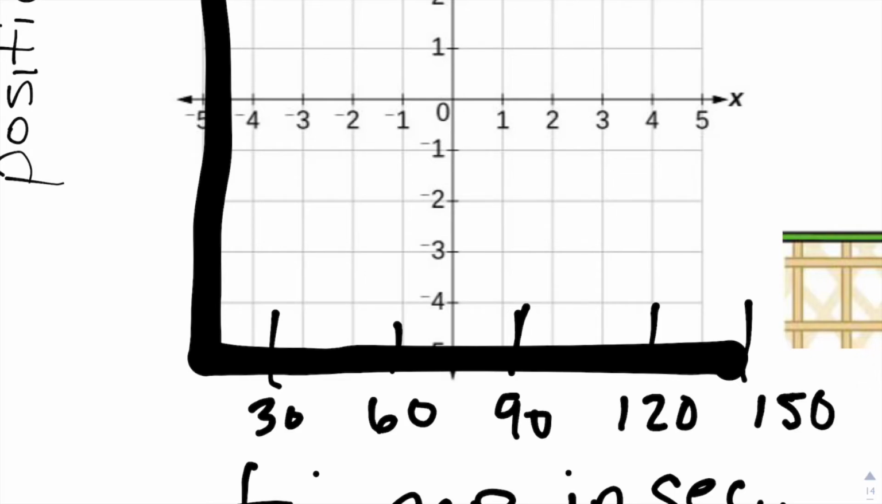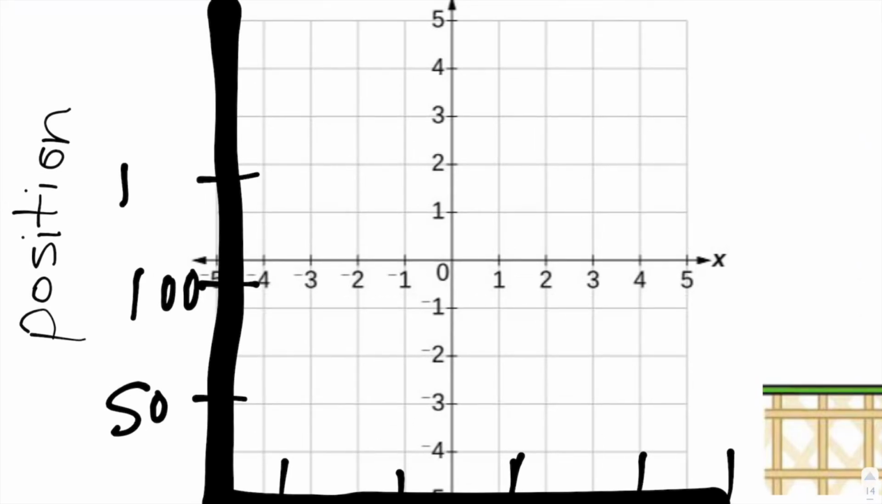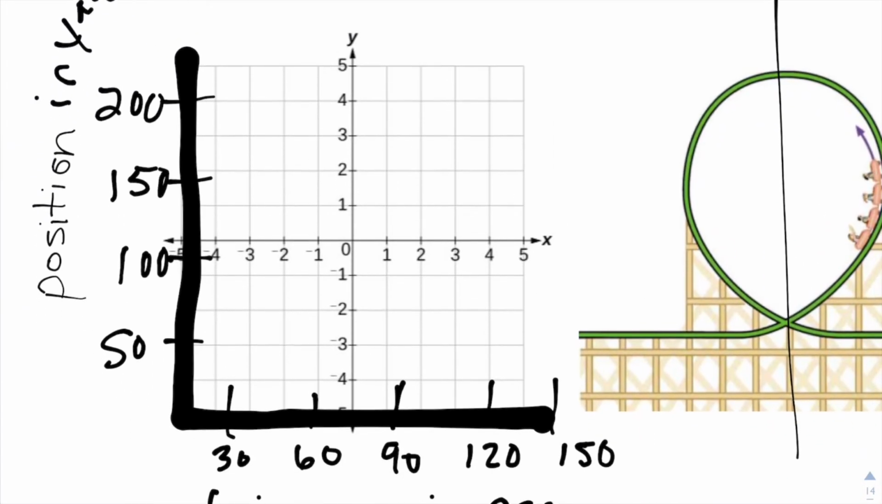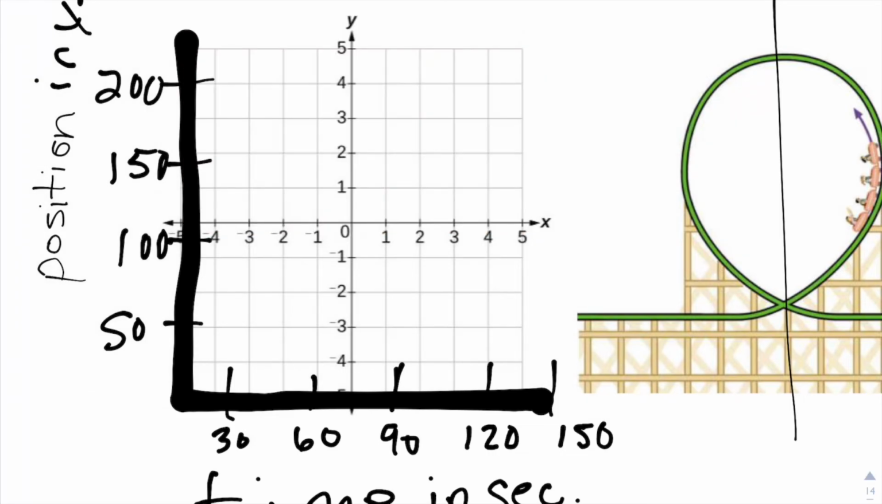And then position, maybe after 30 seconds, we'd be 50 feet down the track, then 100 feet down the track, and then 150 feet down the track, and then maybe 200 feet, or maybe these are yards. Let's call them yards. Position in yards.